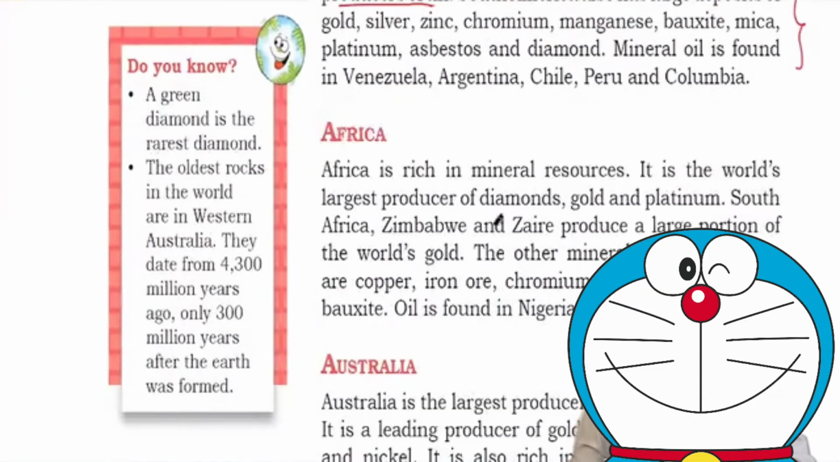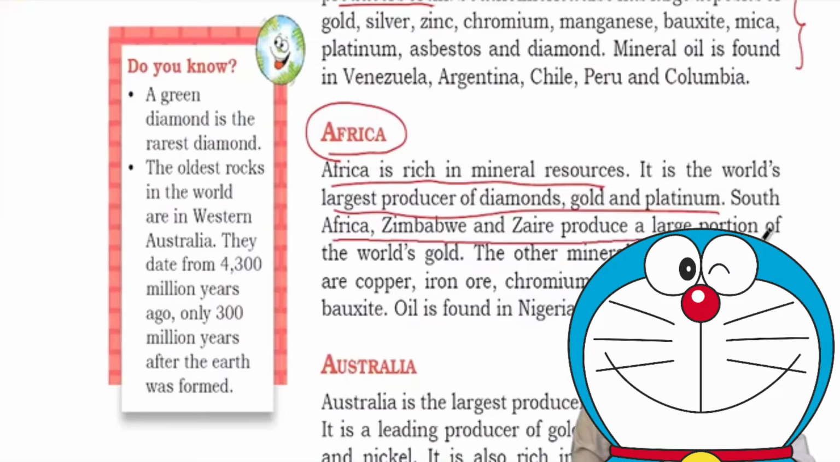Need not worry. Then when we talk about Africa, you know that South Africa has a lot of mineral reserves. Africa is rich in mineral resources. It is the world's largest producer of diamonds, gold and platinum. South Africa, Zimbabwe and Zaire produce a large portion of the world's gold. Even this portion is very, very important for us. South Africa, Zimbabwe, Zaire. Here gold is present more.